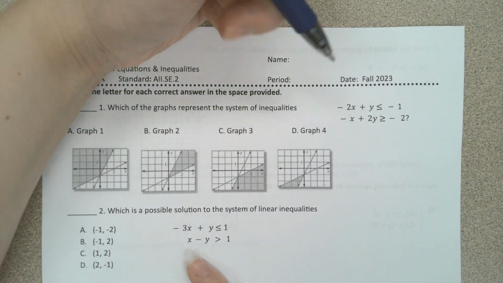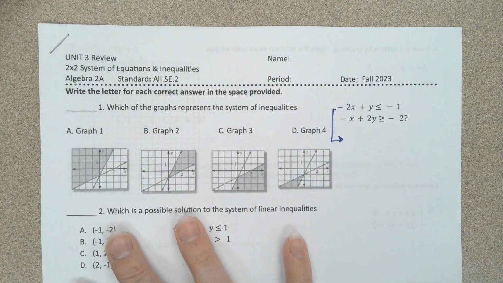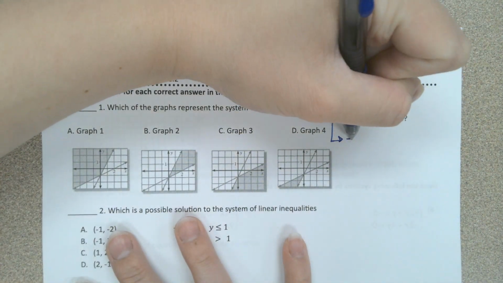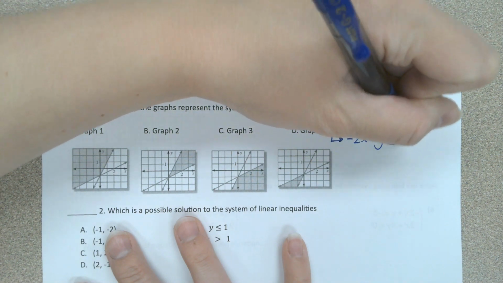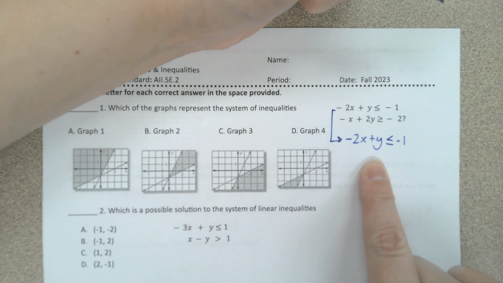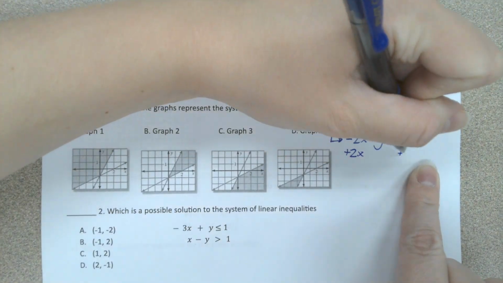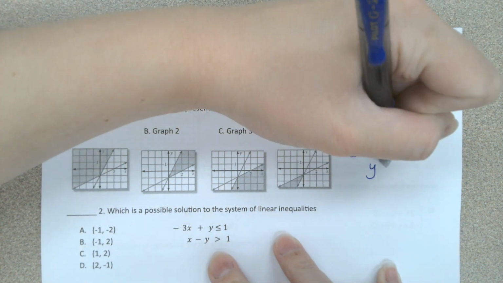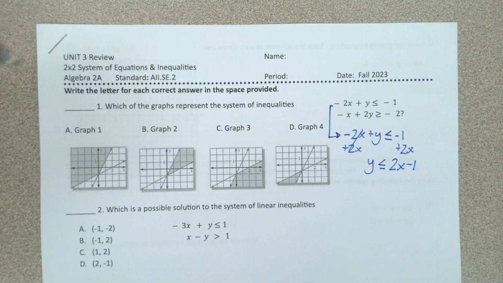So I'm going to take the first equation and I'm going to rewrite it in y equals mx plus b form. So if I do that, I have negative 2x plus y is less than or equal to negative 1. I need to get the y by itself, so I'm going to move the 2x over here. I do that by adding it. So that gives me y is less than or equal to 2x minus 1.